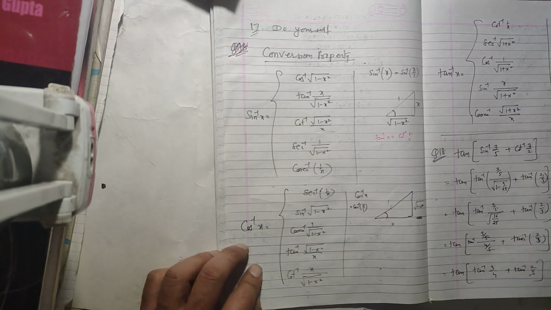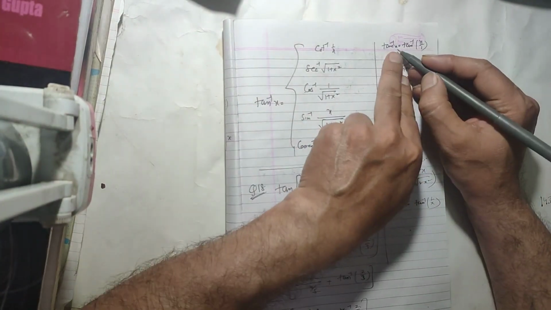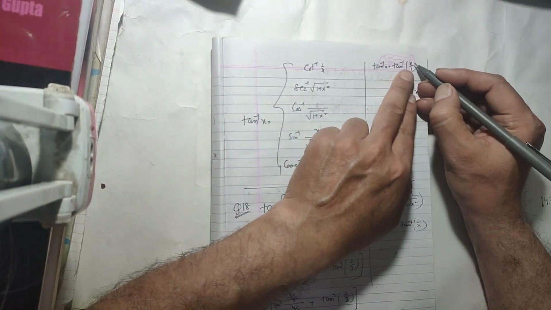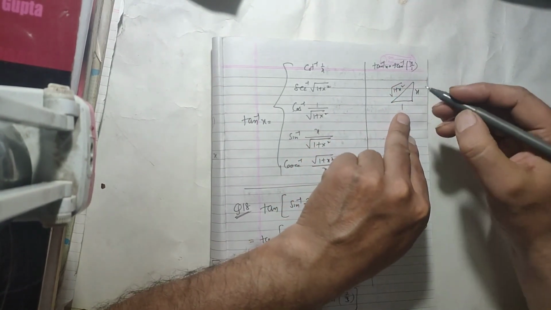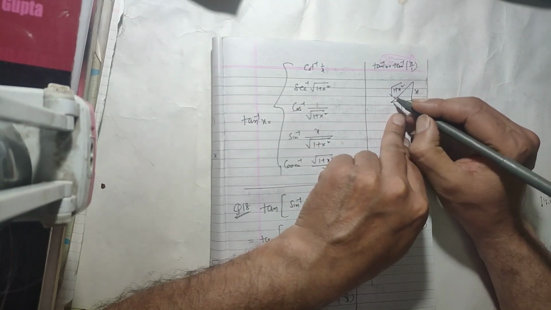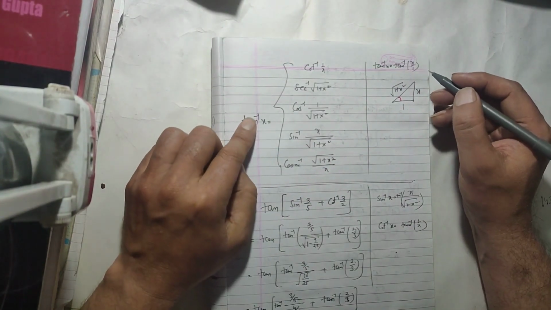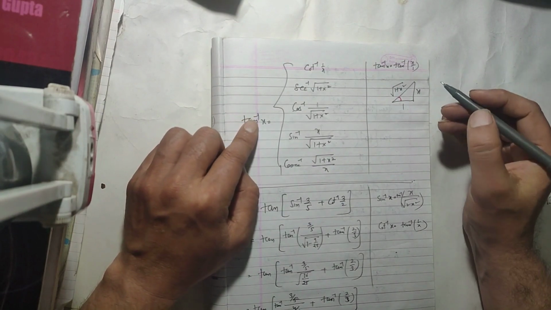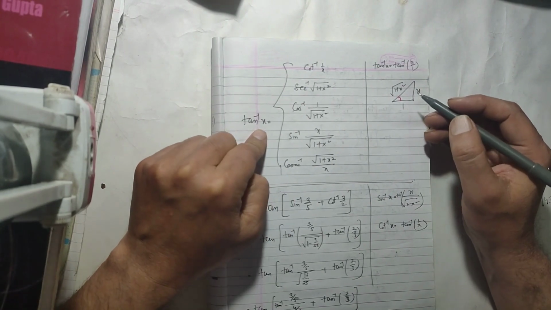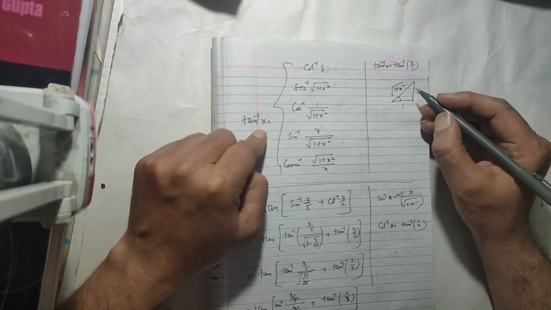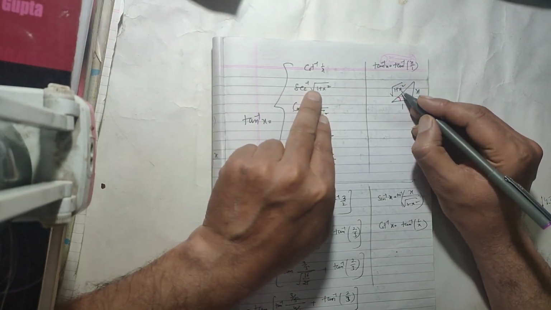Now further, the conversion property of tangent inverse into the various t ratios. Tangent inverse x can be written as tangent inverse of x upon 1. Here x is the perpendicular and 1 is the base. So by Pythagoras theorem the hypotenuse will be root of 1 plus x square. Now tangent inverse can be written as cotangent inverse of 1 by x. It can also be written in terms of secant inverse. Secant means hypotenuse upon base. Hypotenuse is root of 1 plus x square, base is 1.